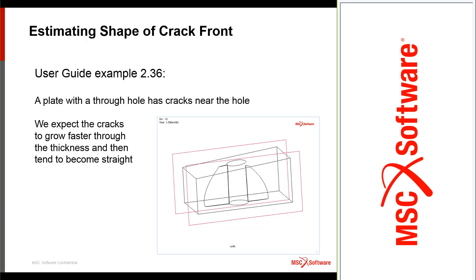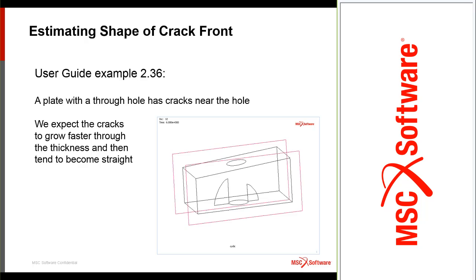It's much faster through the thickness, and then it should tend to become straight as it continues to grow. Now we stopped it early, so we didn't see much more happening. But this effect that we see, the shape going from a cylindrical now into more and more elliptical, we can get that by this scaling. And we can control how aggressive this scaling should be with the exponent.